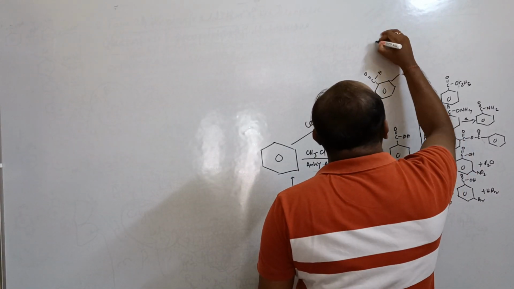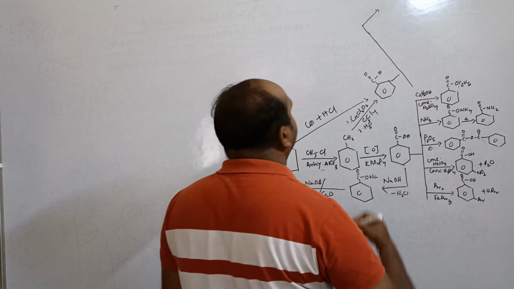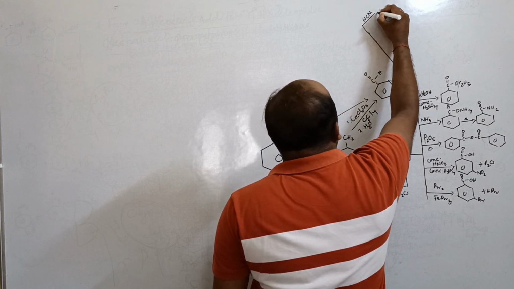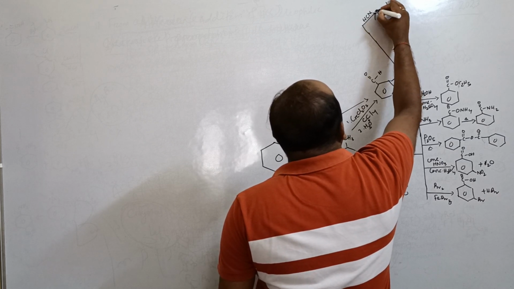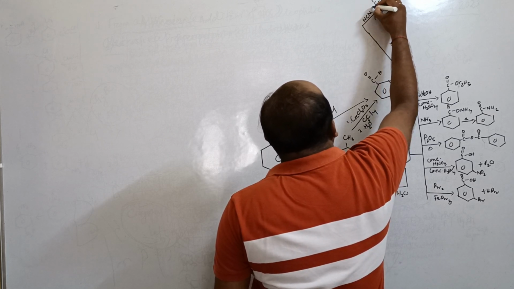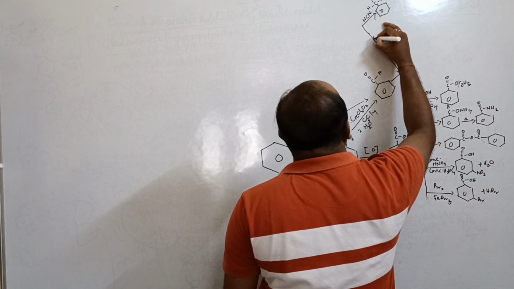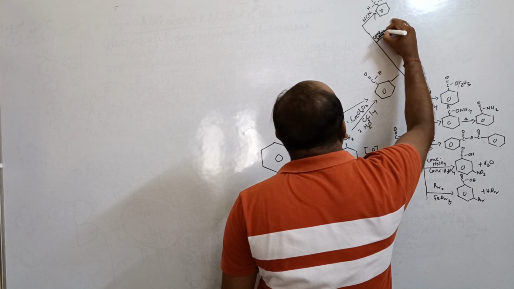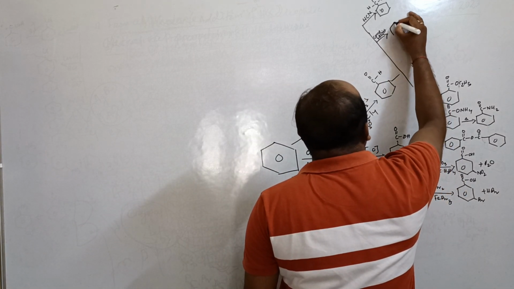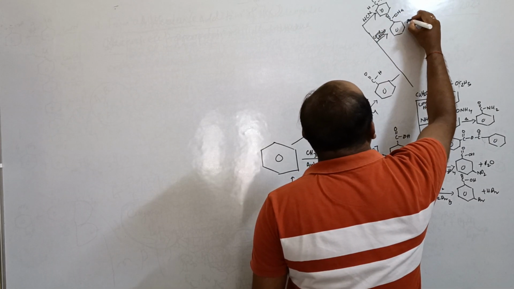Again, benzaldehyde is treated with HCN to give benzaldehyde cyanohydrin. Okay, when benzaldehyde is treated with concentrated NaOH, this reaction is called Cannizzaro's reaction, to form sodium benzoate and benzyl alcohol.